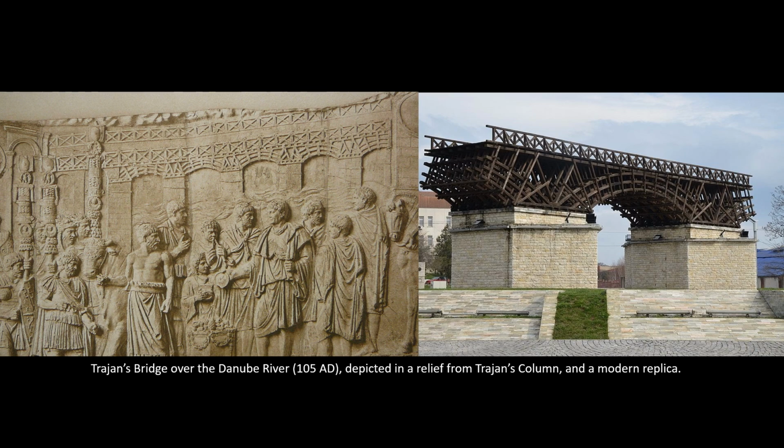Going even further back, we find a remarkable early application of truss principles in bridge construction. Trajan's Bridge, completed in 105 AD, likely designed by the renowned architect Apollodorus of Damascus.